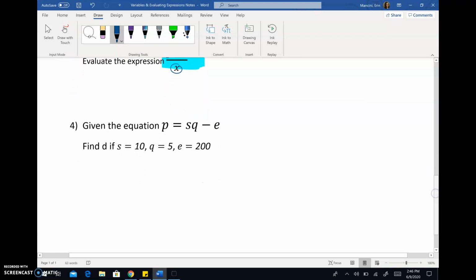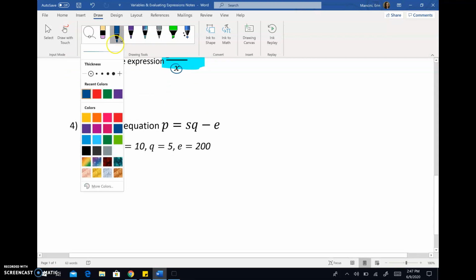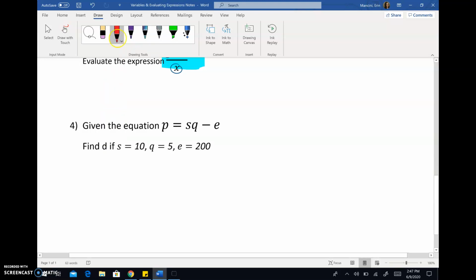Okay, you can also evaluate if you have an equation. So I just wanted to throw this in, even though it's not an expression, just to make sure you guys have enough knowledge to complete the practice. So you have an equation, P equals SQ minus E, which again, if they're written together like this, it's just multiplication. And I just realized the instructions are a little screwed up here. This should say find P, not D. So you want to find P if S is 10, Q is 5, and E is 200.